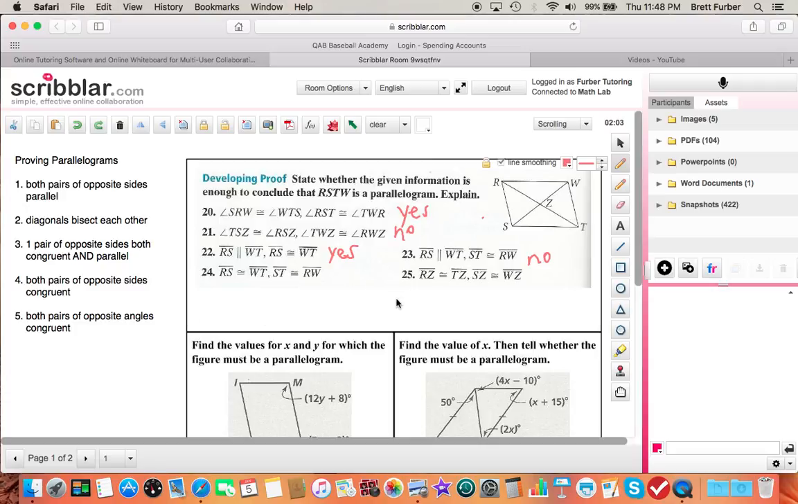Okay, now let's look at 24. RS is congruent to WT, and ST is congruent to RW. That should be sticking out to you as number 4. Both pairs of opposite sides are congruent. Since they're telling you that opposite sides are congruent, then yes, that would have to be a parallelogram.